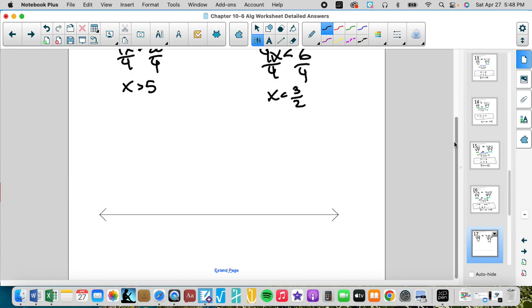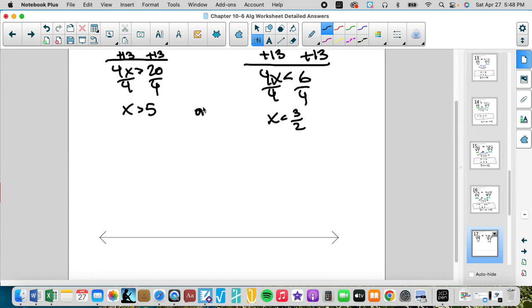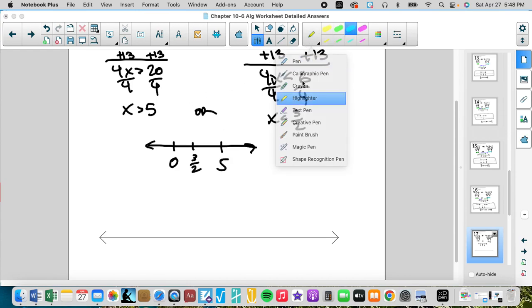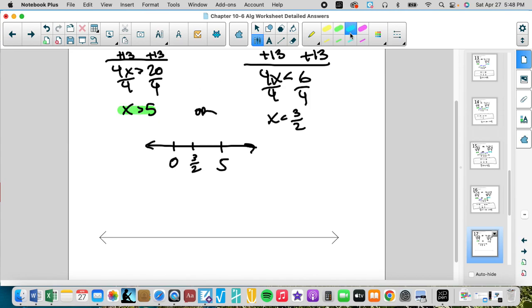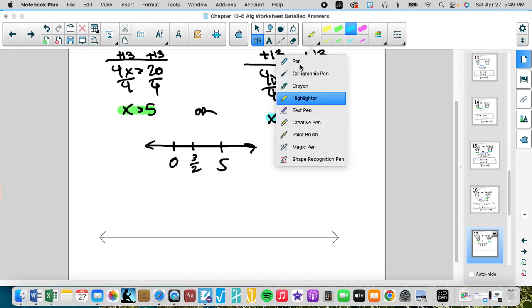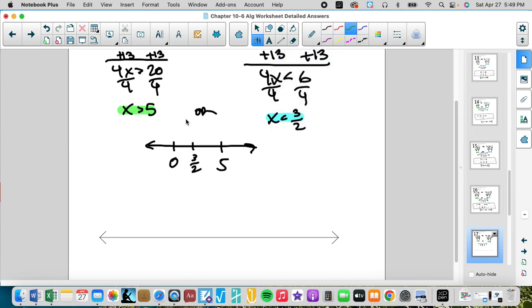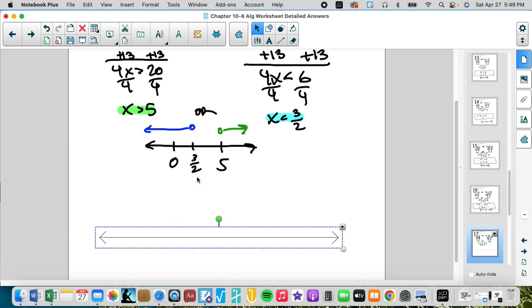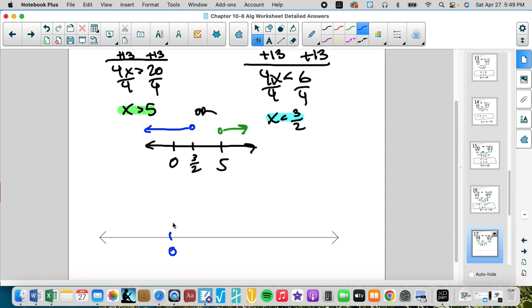So we're dealing with ors. Yep, this is an or. That's 0. That's 3 halves. This is 5. Green, blue. X is greater than 5. Open circle. X is less than 3 halves. Open circle. So, whoops. 0 up.